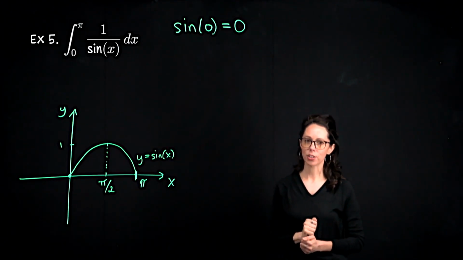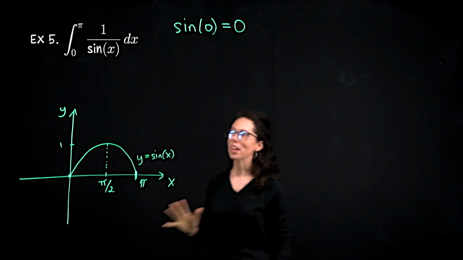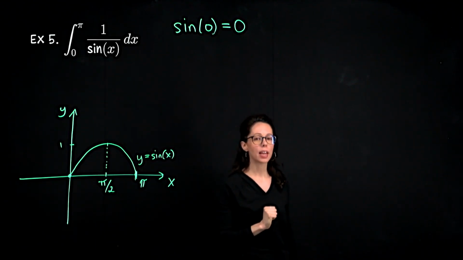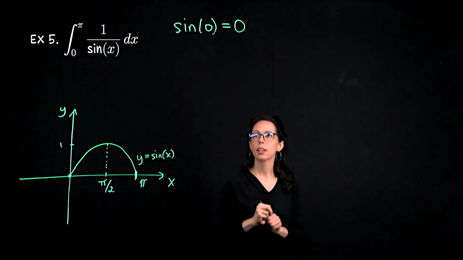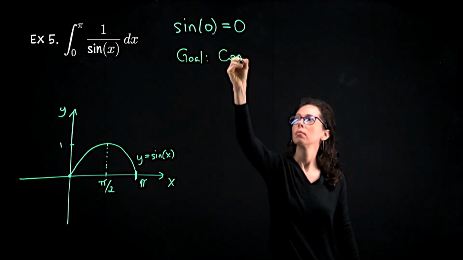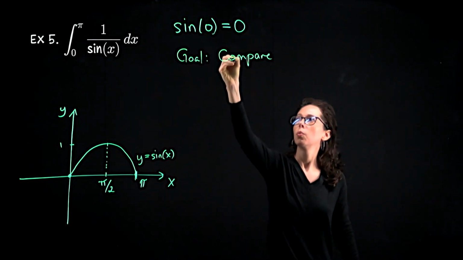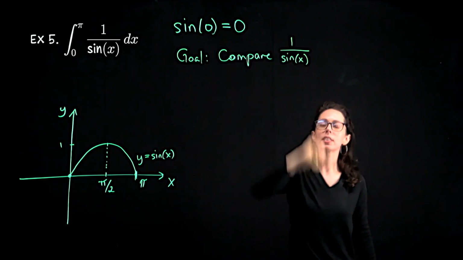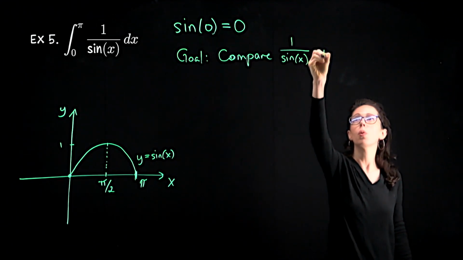What I would like to try to do is, instead of anti-differentiating this expression, compare 1 over sine of x to 1 over x. So this is my new goal. Compare what we have, 1 over sine of x, to something which we now understand very well, which is 1 over x.